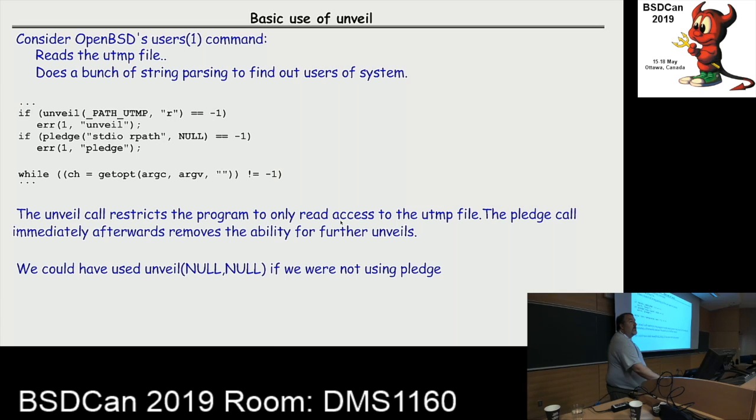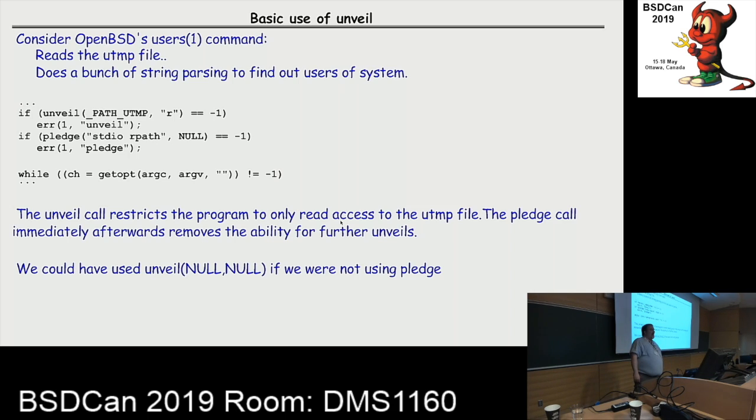Yep? What's the difference in behavior between unveil null null and pledge? Unveil null null is, oh, I'm done doing unveil. At that point, if your program makes a mistake, or an attacker tries to make your program call unveil to open, because remember, unveil opens things up, it won't work. It will error. Your program has been permanently removed from being able to call unveil. It will return an error.